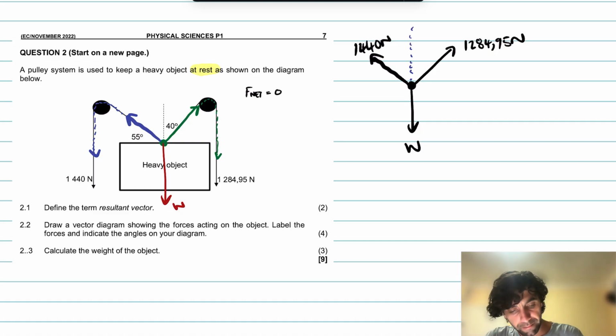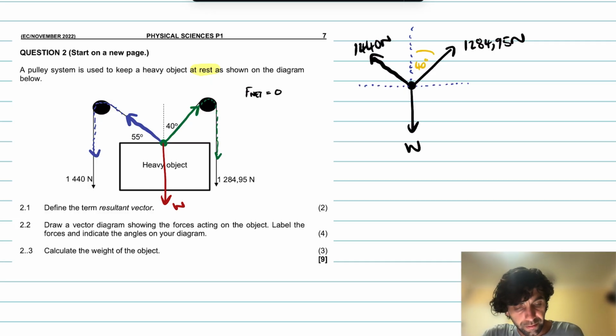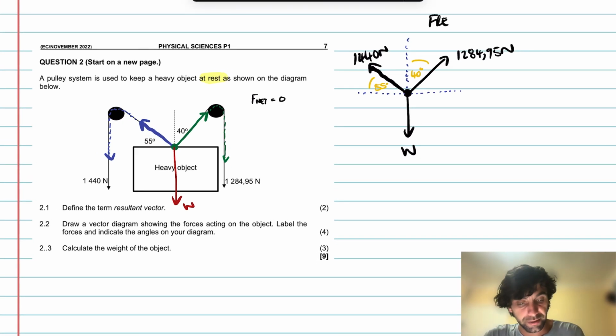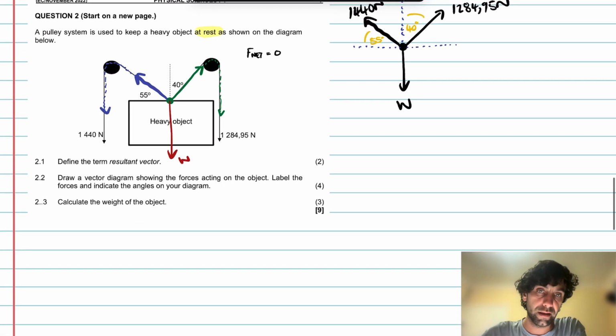Be careful here, because we need to take into consideration the angles at which these forces are acting. This one is 40 degrees, coming from the y-axis. And this one is 55 degrees coming from our x-axis. So please just be aware of that. This, guys, is a free body diagram. This is not a vector diagram.